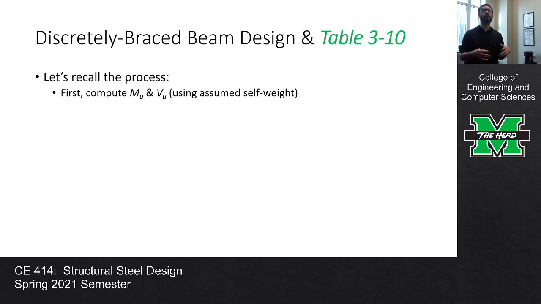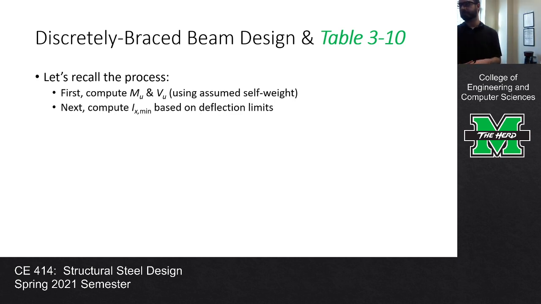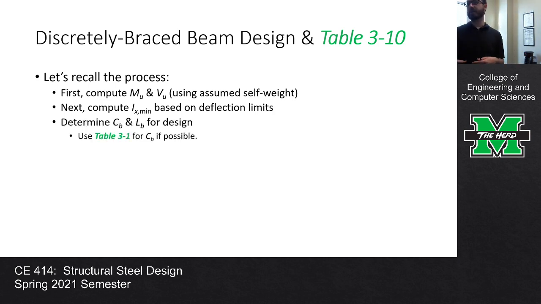More often than not, we're going to need to use an assumed self-weight, and so whenever you're going through the design process, if ever you select a beam that's heavier than your assumed weight, you need to go and update your MU and your VU. Next, you're going to compute your moment of inertia based on your deflection limit requirements, and then you're going to get into the design process.